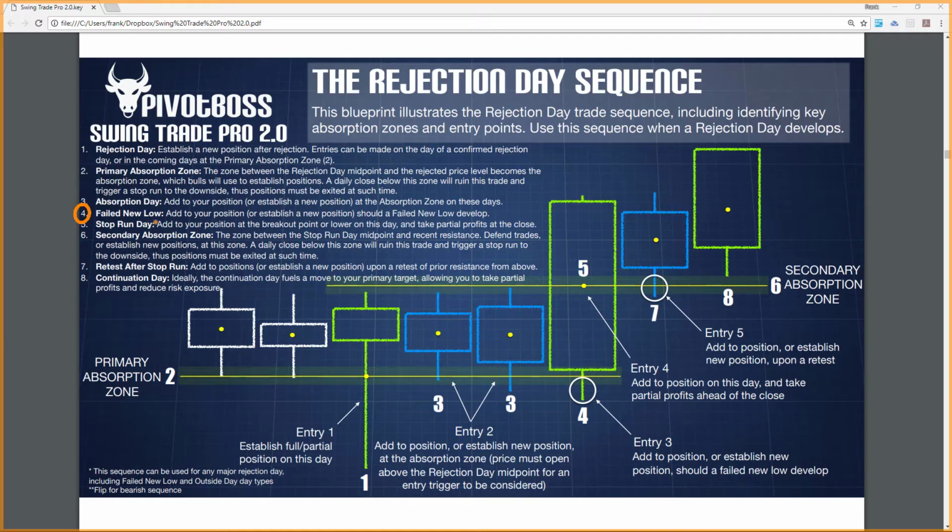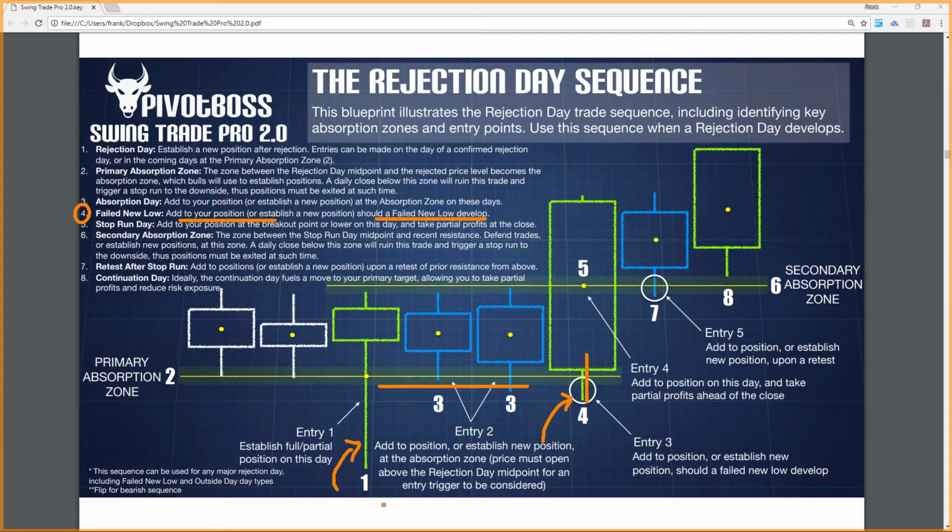Number 4, failed new low. Add to your position or establish a new position should a failed new low develop. Right here, that's a failed new low, where price pushes below these last lows and starts to pop back up. I'm constantly watching for that.